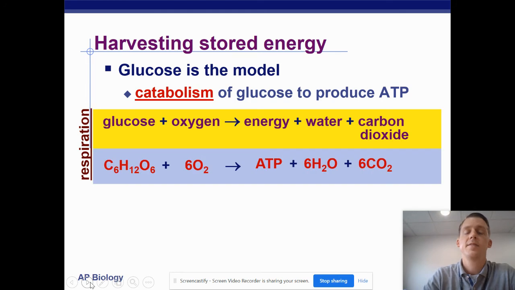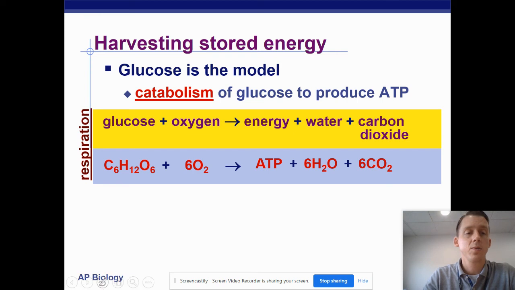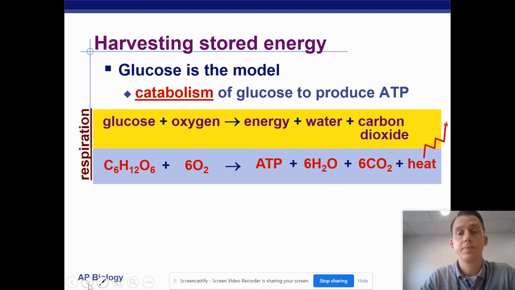And this is the general reaction. So glucose plus oxygen is going to help us make ATP, and we're also going to make water and carbon dioxide as waste products of this reaction. And since this is an energy transfer, it's not entirely efficient. Some energy is going to be lost as heat.